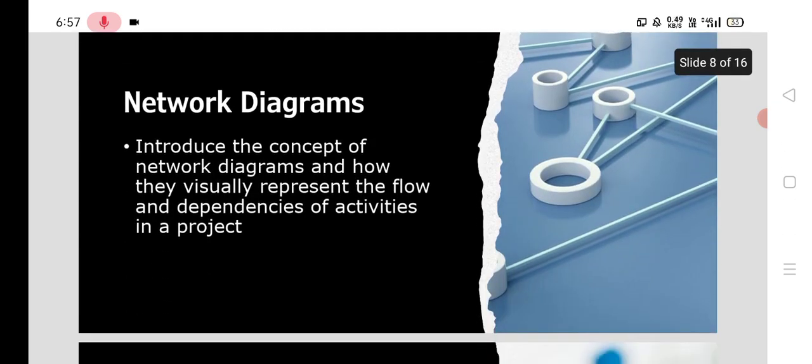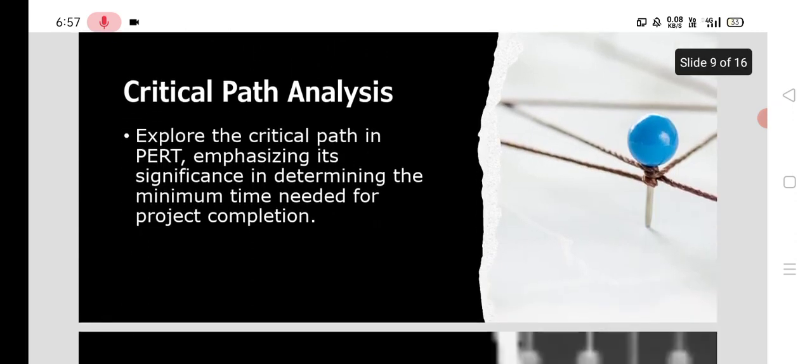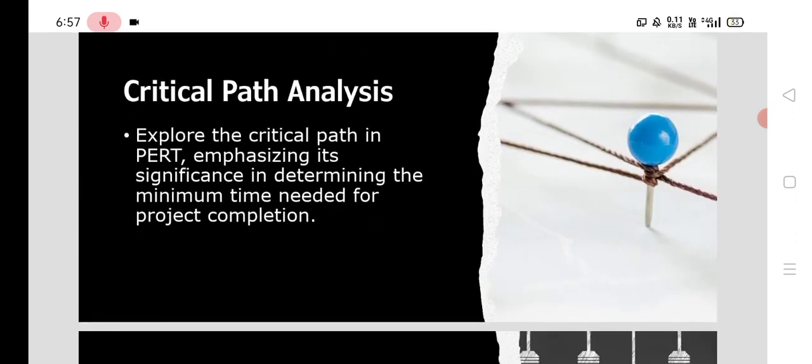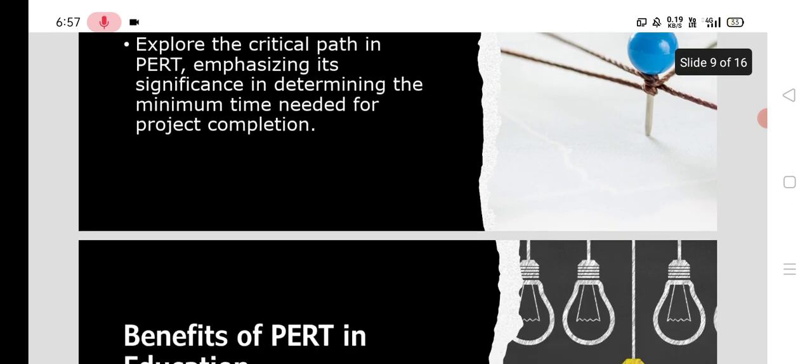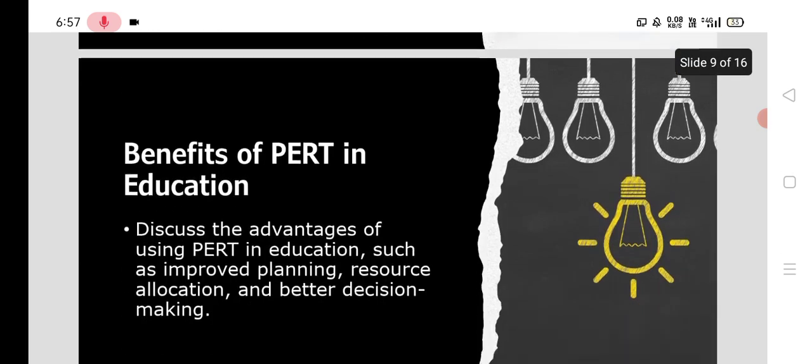Next, the network diagram. The network diagram is one of the important topics for PERT education. Introduce the concept of the network diagram and how it visually represents the flow and dependencies of activities in a project. Then critical path analysis. Explore the critical path in PERT, emphasizing its significance in determining the minimum time needed for project completion.